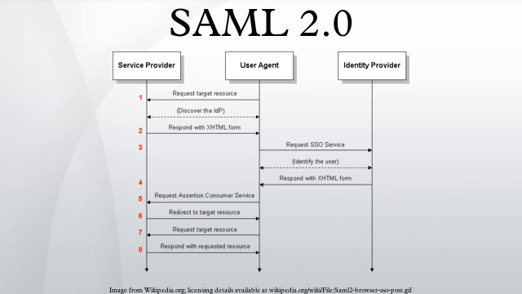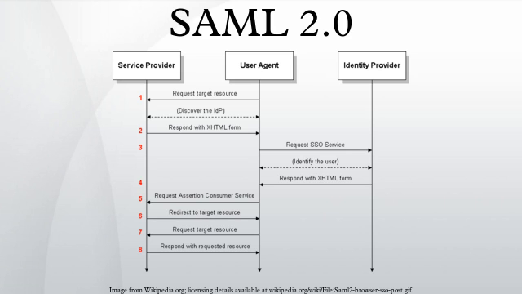The bindings supported by SAML 2.0 are outlined in the bindings specification: SAML SOAP binding, reverse SOAP binding, HTTP redirect binding, HTTP POST binding, HTTP artifact binding, SAML URI binding. For web browser SSO, the HTTP redirect binding and the HTTP POST binding are commonly used.